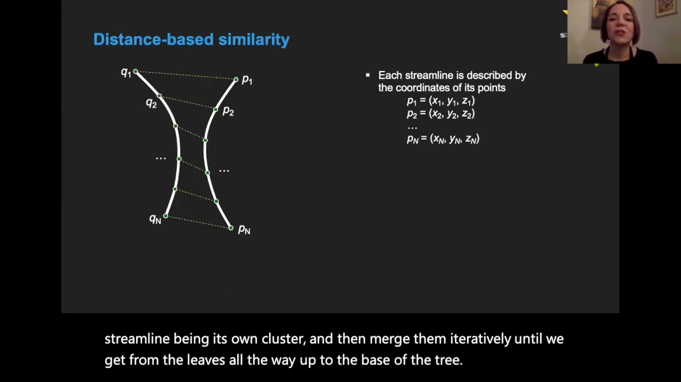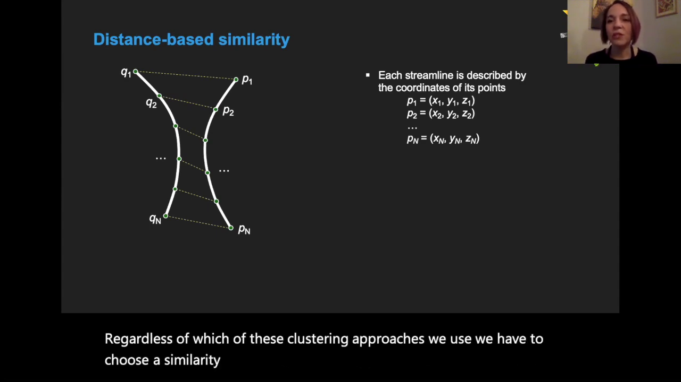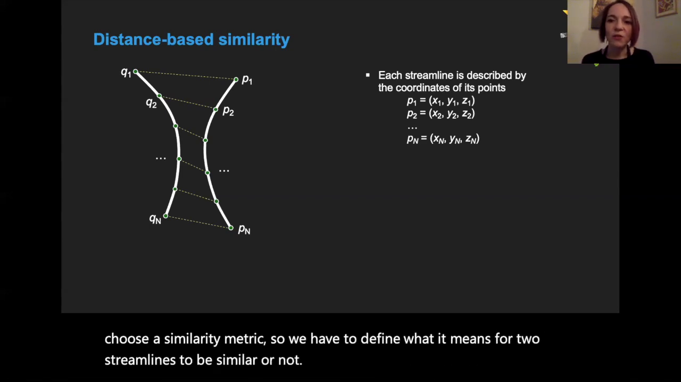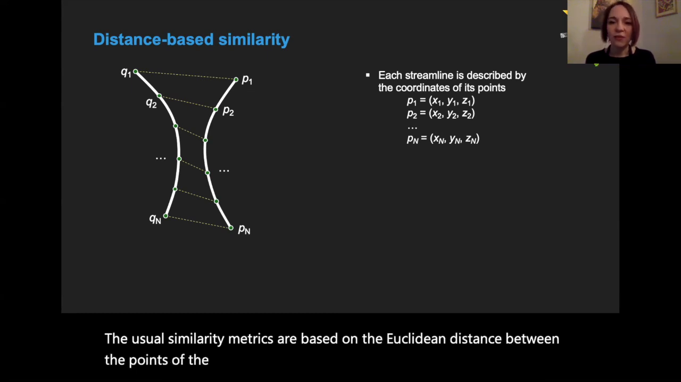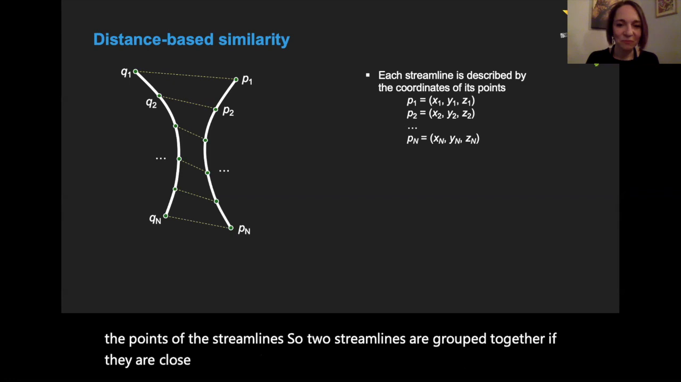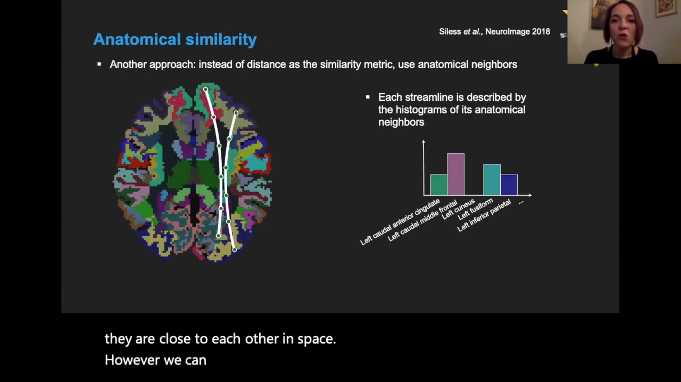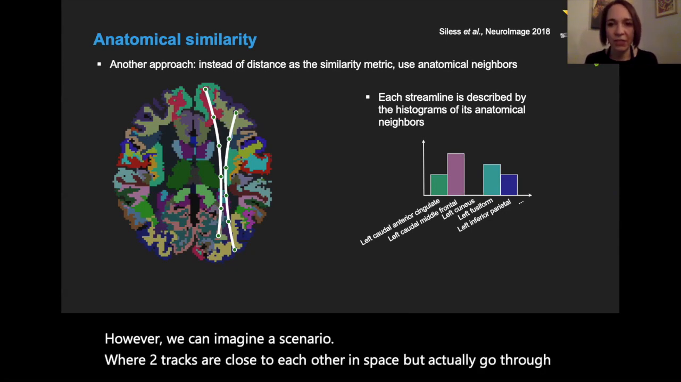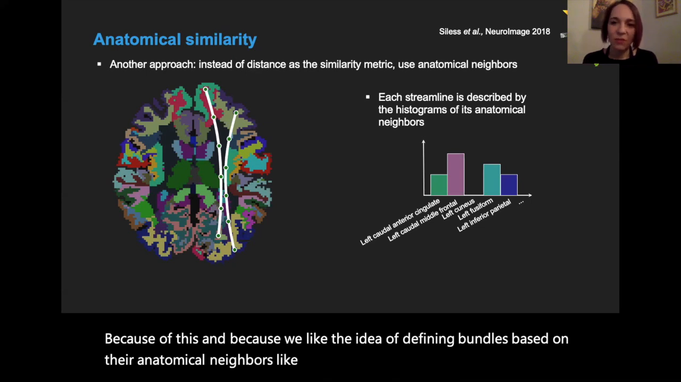Regardless of which of these clustering approaches we use, we have to choose a similarity metric. So we have to define what it means for two streamlines to be similar or not. The usual similarity metrics are based on the Euclidean distance between the points of the streamlines. So two streamlines are grouped together if they are close to each other in space. However, we can imagine a scenario where two tracks are close to each other in space, but actually go through very distinct regions anatomically. Because of this, and because we like the idea of defining bundles based on their anatomical neighbors, like anatomists do, we came up with a different similarity metric.